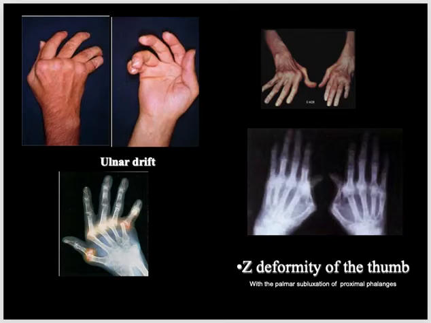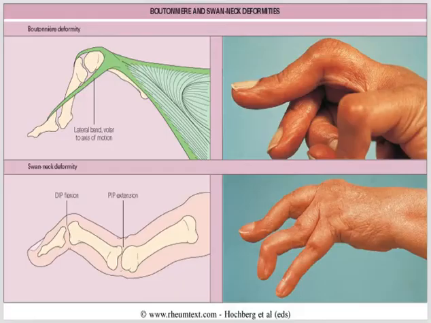Then there is one more deformity called Z. These are the x-rays of the same patient. So see, ulnar drift is there, and you can see Z deformity of the thumb in this x-ray. The thumbs look like Z. This is called Z deformity of the thumb. Then there is boutonniere deformity, or there could be swan neck deformity.